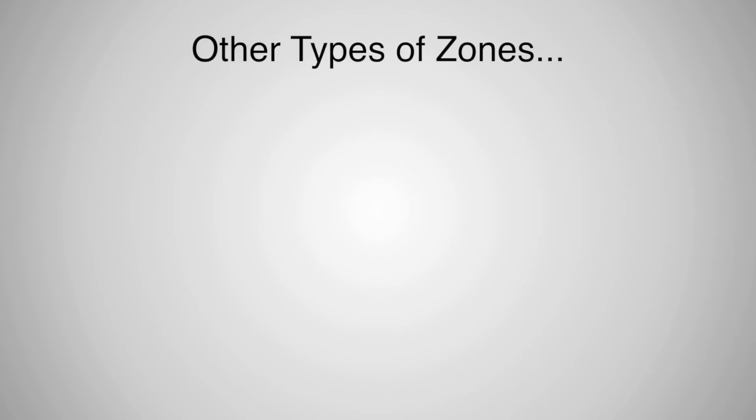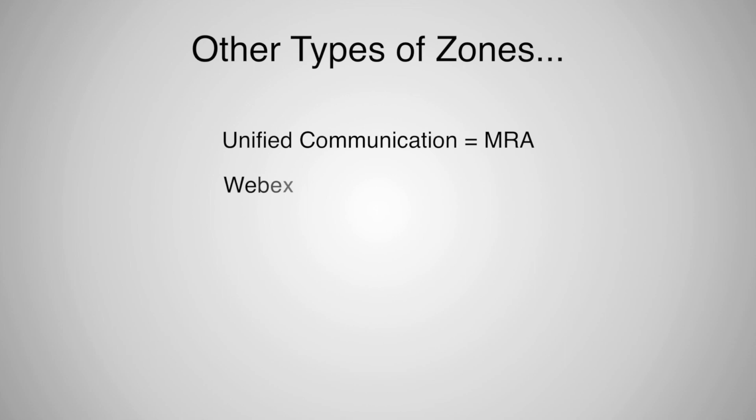There's a few more, by the way. One in particular is Unified Communications. Now, this is used for MRA. Now, I've gotten a lot of requests for MRA, so I'm going to save that for later so that we can go a bit deeper into that one. So definitely stay tuned for that. And there's even one for WebEx, which, again, we'll save for a later date. Because today we're focusing on neighbor zones.